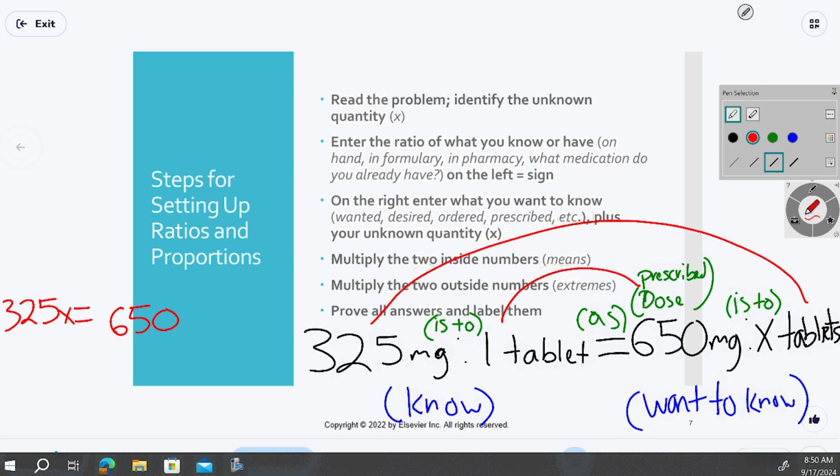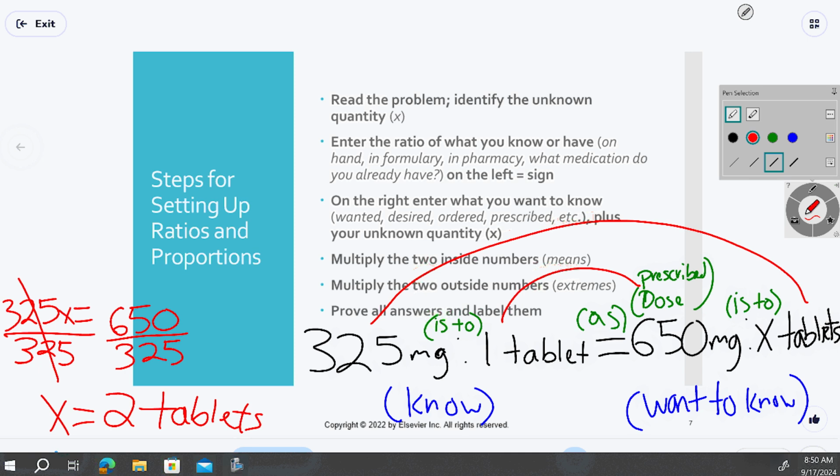Solving for x means I want x by itself. On an equation, the best way to do that is to do the opposite of whatever's happening. Right now I'm multiplying 325 by x. Well, let's do the opposite. Let's divide. That gets rid of this 325 because it makes it a 1, and 1x is just x. But whatever I do on one side of the equation, I have to do on the other. I get 650 divided by 325, which gives me 2 tablets, because that's what I wanted to find out.